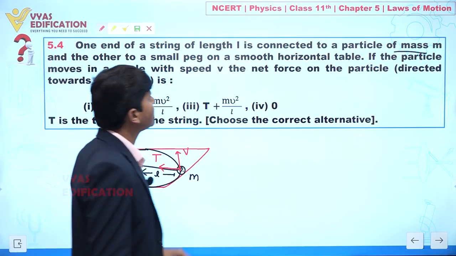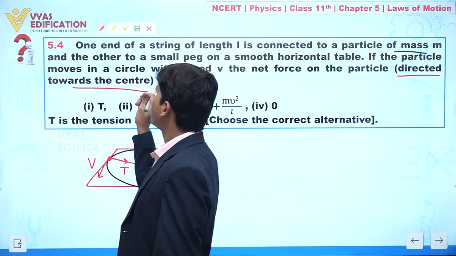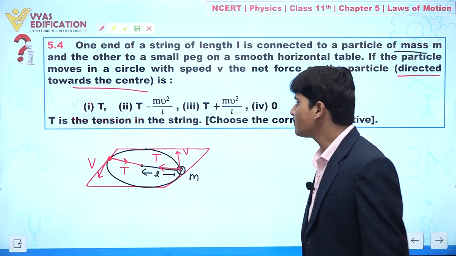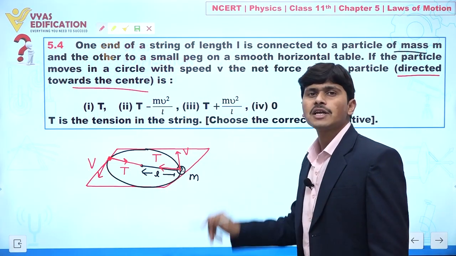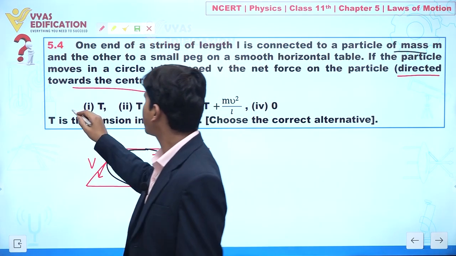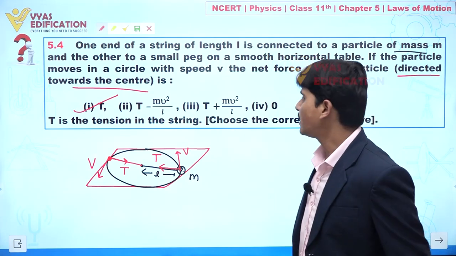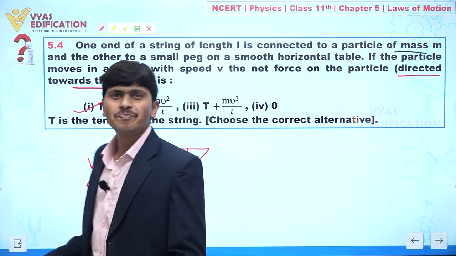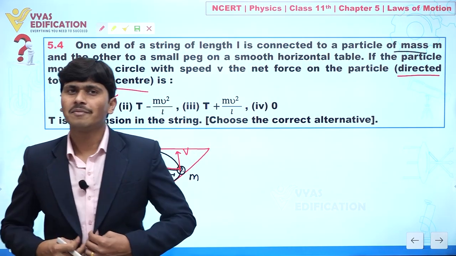If you are observing from the inertial frame, always observe from the inertial frame. And in this question it is also given that we have to find a force that is directed towards the center. It means we are talking about centripetal force, and in this situation the centripetal force acting is tension. Clear? So we can say the force acting towards the center along the radius is tension, and this tension is actually the centripetal force. Clear? So this is all about this question.